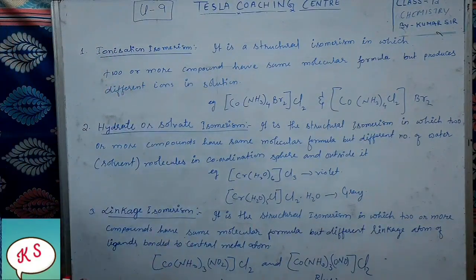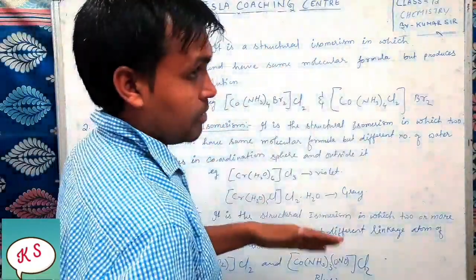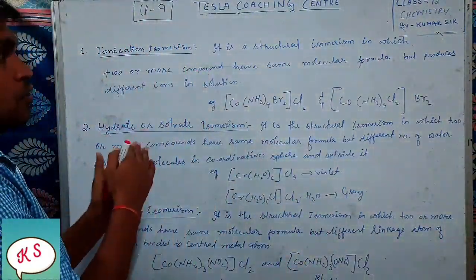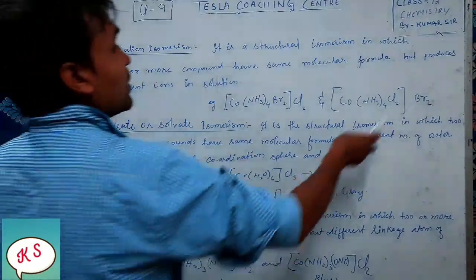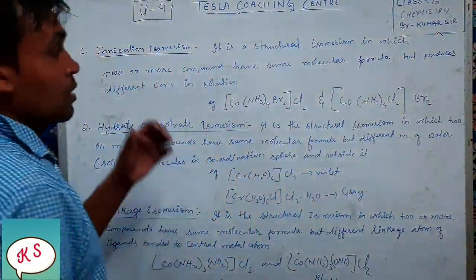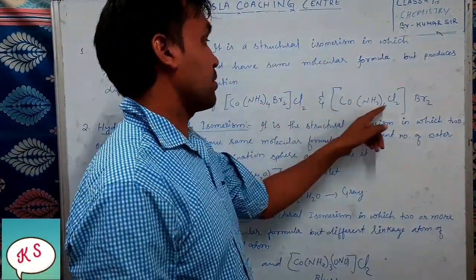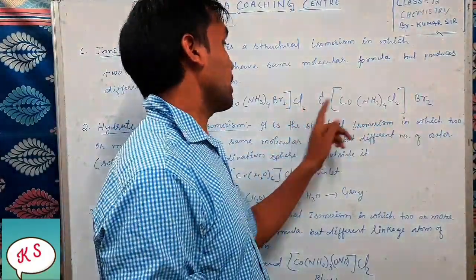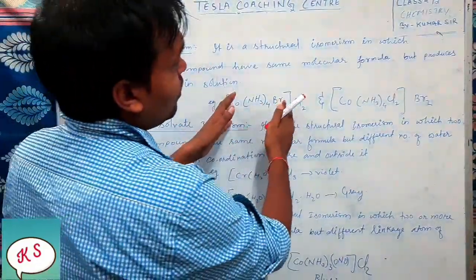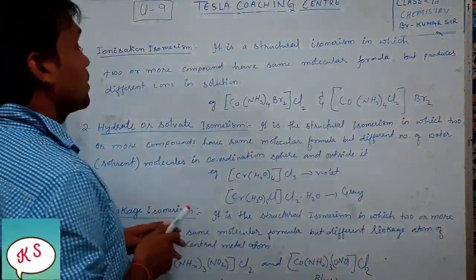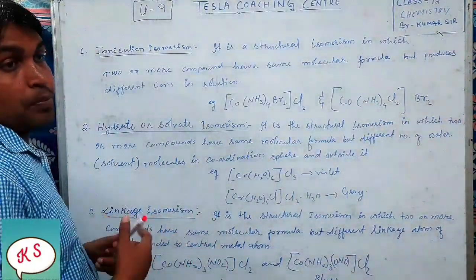The first type is ionization isomerism. Ionization isomerism is a part of structural isomerism, in which two or more compounds have the same molecular formula but produce different ions in solution. If you see these two compounds, [Co(NH3)4Br2]Cl and [Co(NH3)4Cl2]Br, their molecular formula is exactly the same, but when they are dissolved, the ions they produce are different.